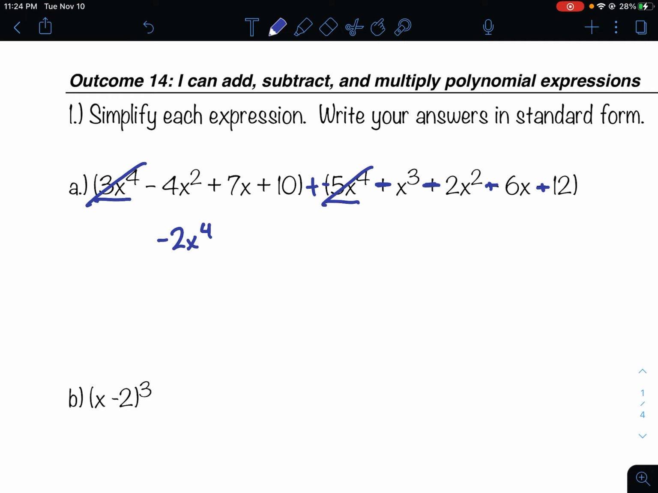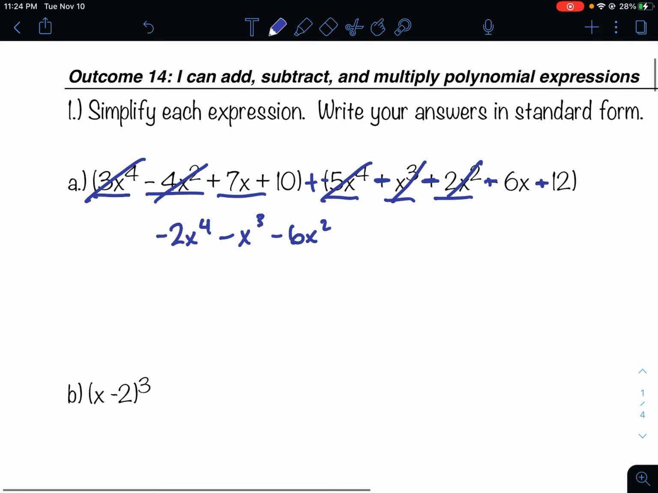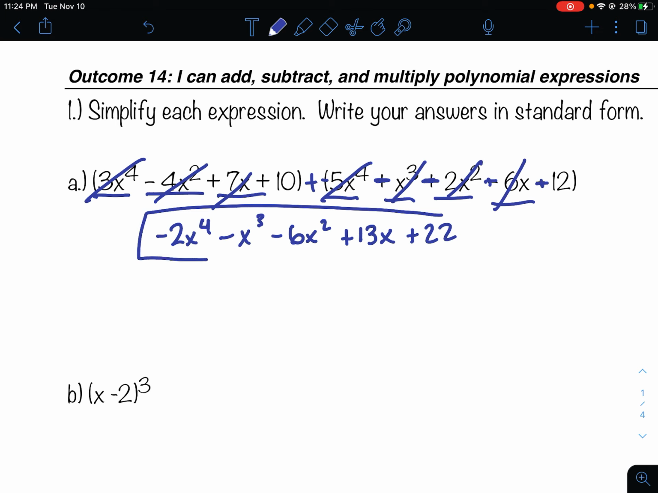Cross those out. The next one is going to be your x to the third. There's nothing with x to the third to combine with, so it's just going to be negative x to the third. Then you have x squareds, negative 4x squared and negative 2x squared is negative 6x squared. And 7x and 6x is going to be 13x. And then 10 and 12 is going to be 22. And that will be your final answer, as we cannot combine anything else because nothing else has like terms.